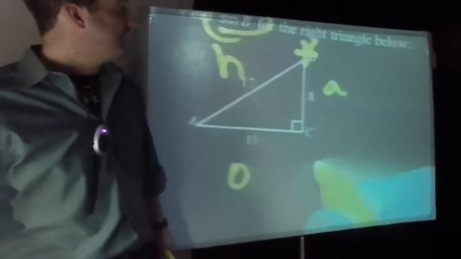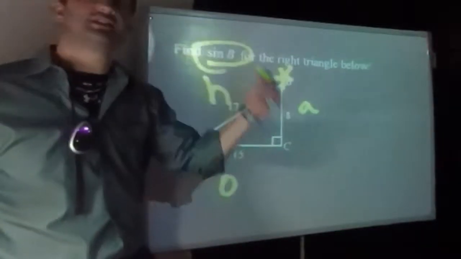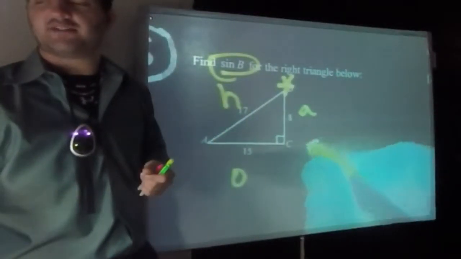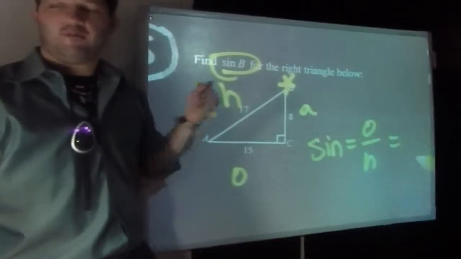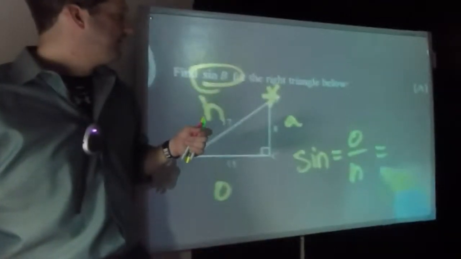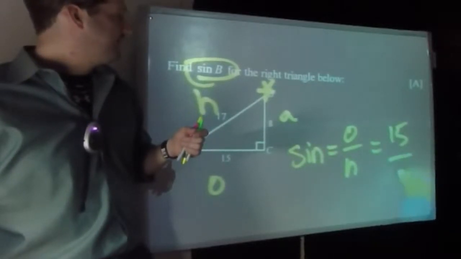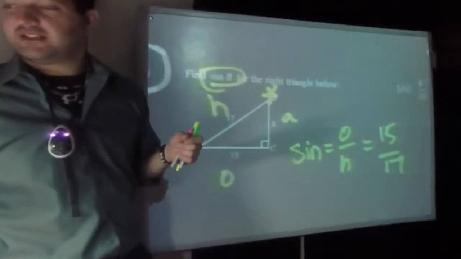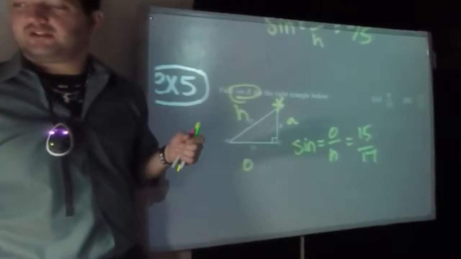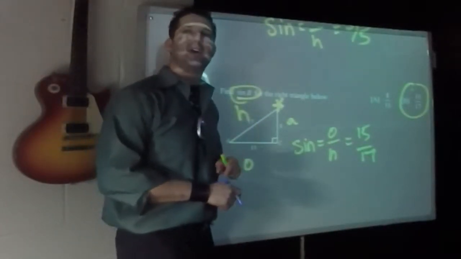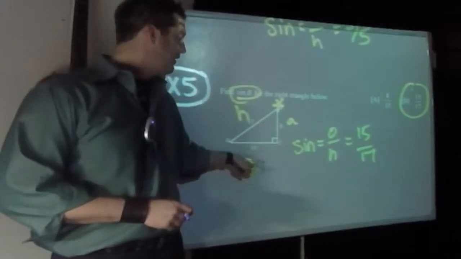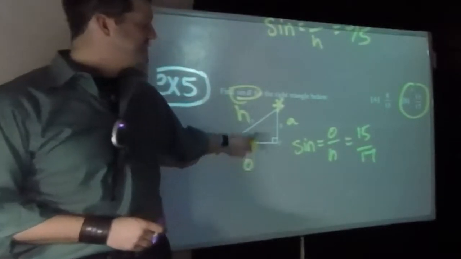Now I want sine. Write this on your notes. Get used to getting these ratios down. Sine is what over what? Opposite over hypotenuse. What's my opposite? 15. So it's B, 15 over 17. That's opposite. Can't reduce. If you said 8 over 17, you just did cosine. Don't say 8 over 17. Opposite over hypotenuse. 15 over 17.